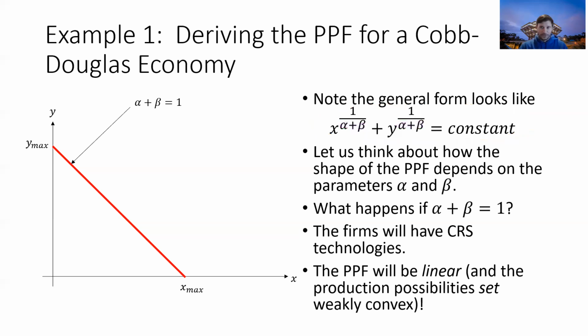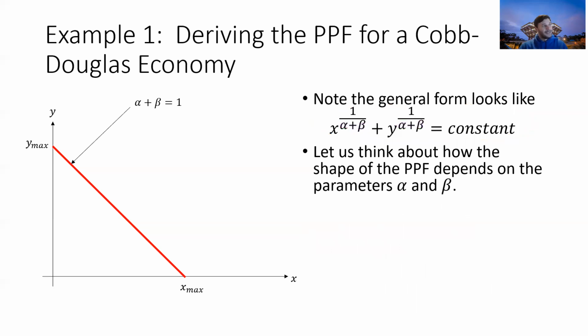Now you can probably see where we're going with this. If alpha plus beta added up to a number that was less than 1, what was the technological implication of that? Anyone remember? Yeah, Jordan, yep. On it. That means we got diminishing returns to scale. Right? Or decreasing returns to scale. You can call it either way.